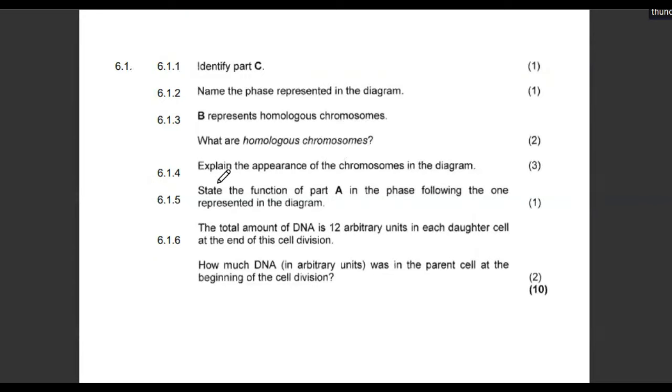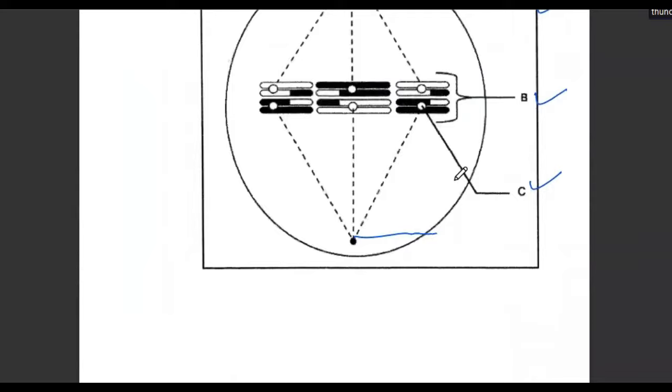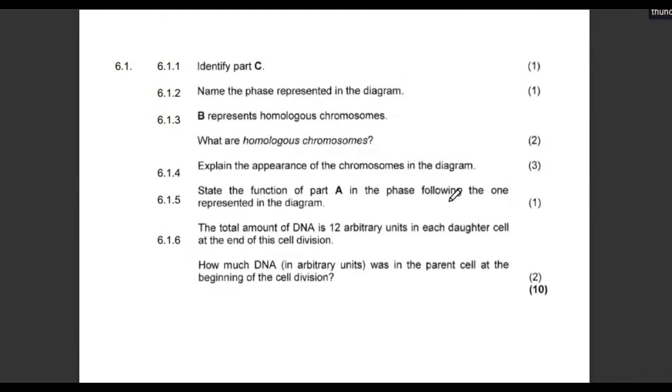Locus is a position of a gene. It's singular. Loci when they are many. Explain the appearance of chromosomes in diagram. Why are they shaded like this? It is due to crossing over, which took place in prophase 1, whereby the chromatids exchange the genetic material. That's why they are like that.